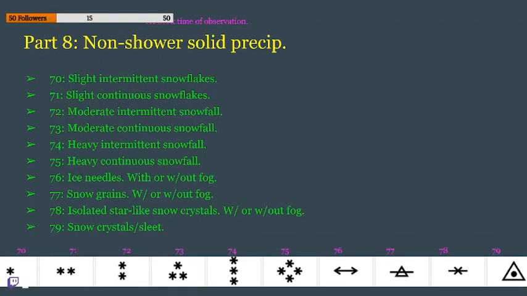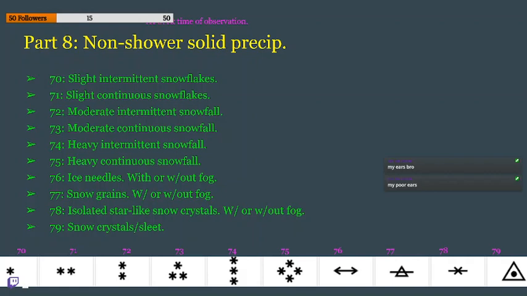Part 8, this is going to be your non-shower solid precipitation, usually snow. This all has to do with the same thing as the rain and drizzle. I'm sorry, cud. But I'll still go over it since it's snow.